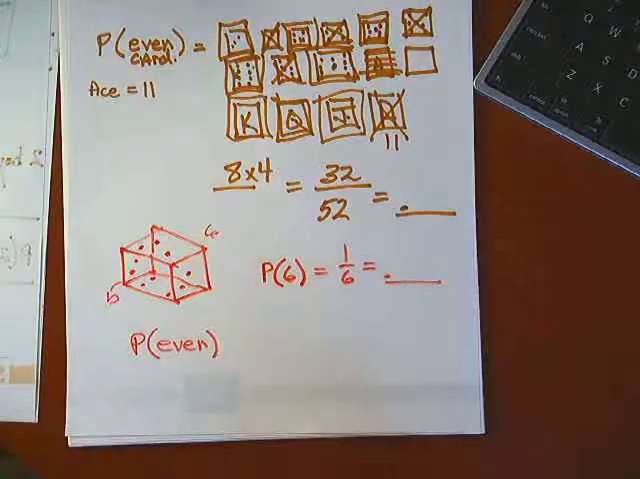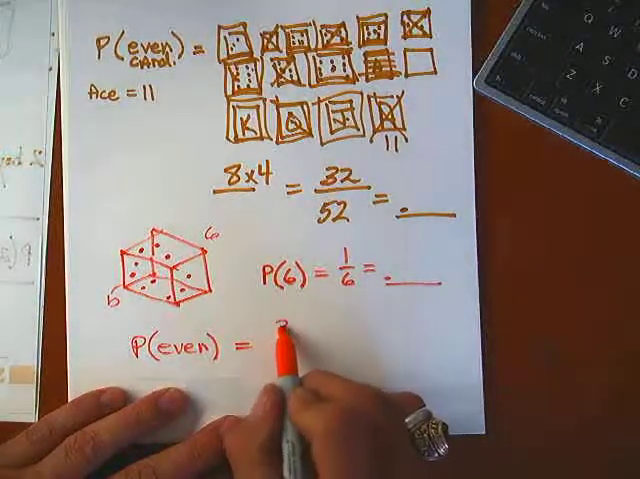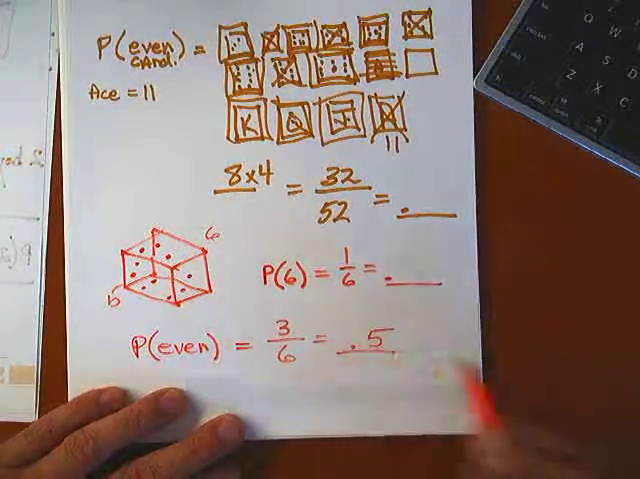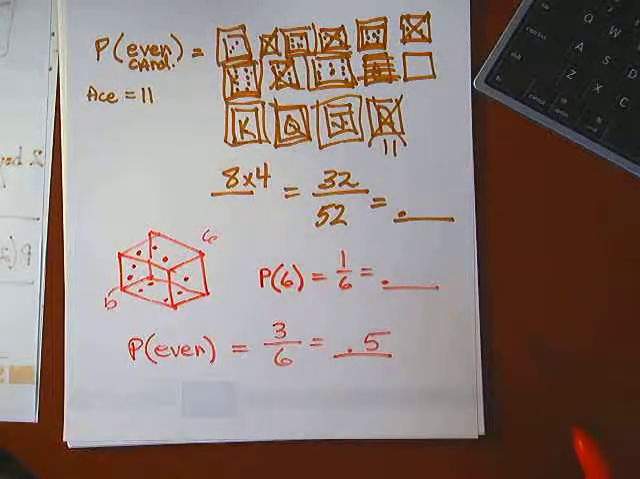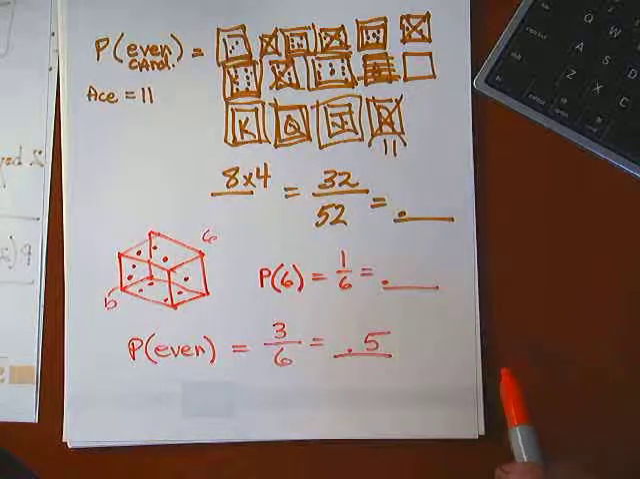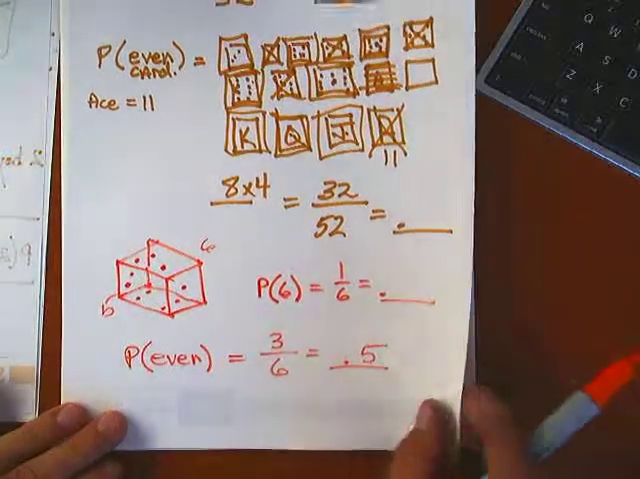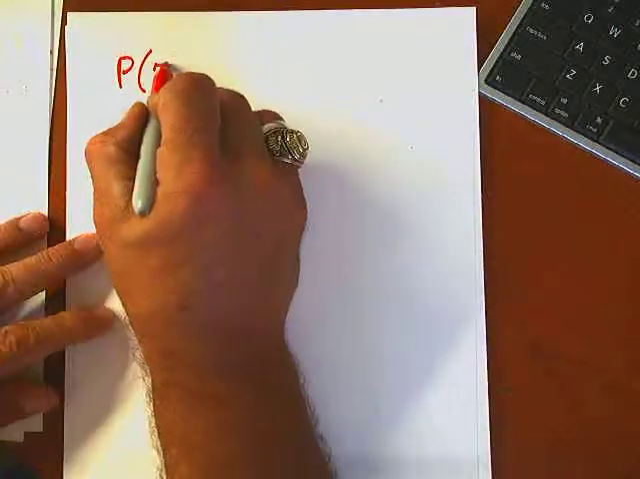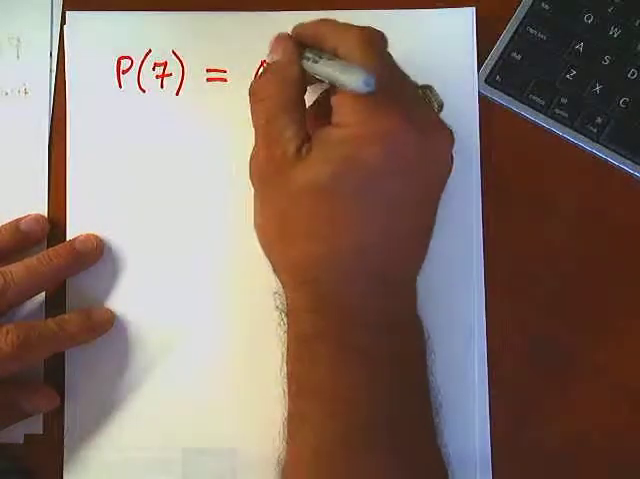What is the probability of rolling a 6? Well, that would be 1/6, and that would equal a decimal between 0 and 1. What is the probability of rolling an even number on a die? That would be 3 out of 6, which is equal to 0.5. So it's somewhat likely because it is halfway between 0 and 1. And that's how you do events, probability of events.